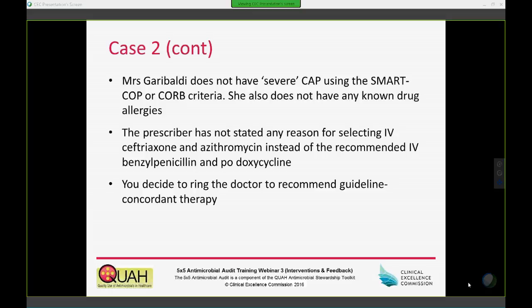Hi, Dr. G. It's Yvette, the pharmacist calling from the MAU. Do you have a moment to discuss Mrs. Anna Garibaldi, who's in bed 4? Yes, what's the problem? Well, I'm reviewing her medication chart, and I noticed she's on IV ceftriaxone and azithromycin for CAP. I've calculated her pneumonia severity using the CORB score, and she doesn't seem to have severe CAP based on her score. She also isn't allergic to any antibiotics. Okay, so what are you getting at? Well, for non-severe CAP, our guidelines recommend IV benzylpenicillin and oral doxycycline. Is there a special reason why you have her on ceftriaxone and azithromycin?